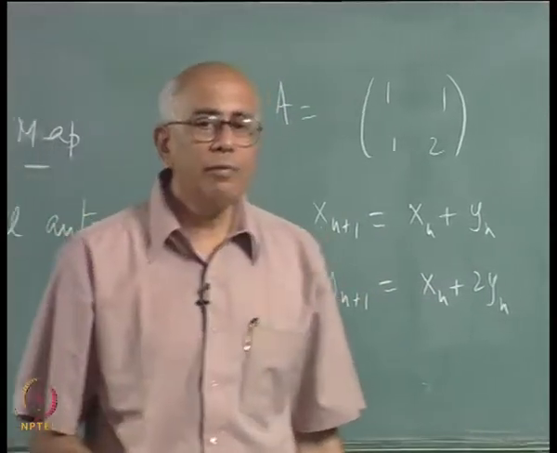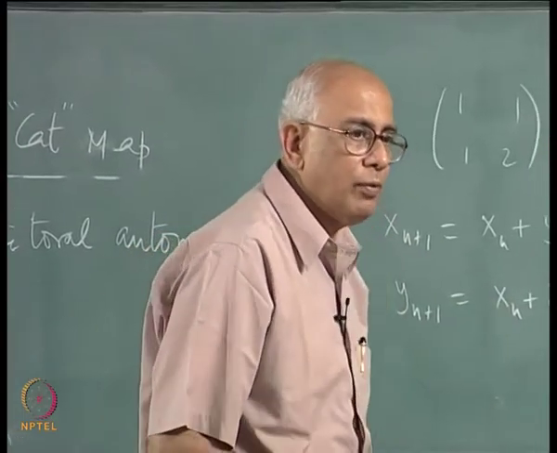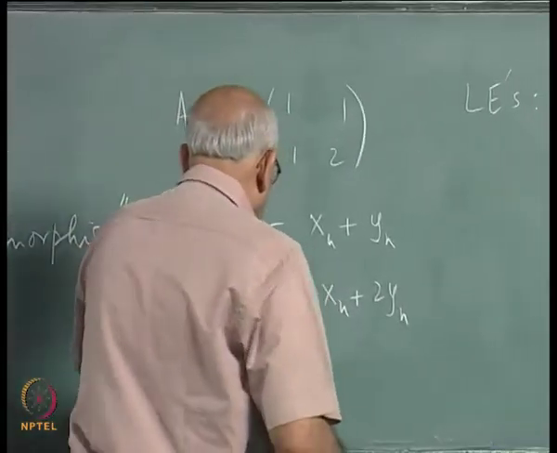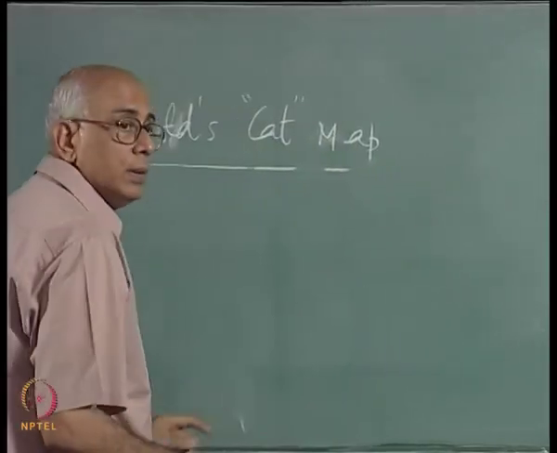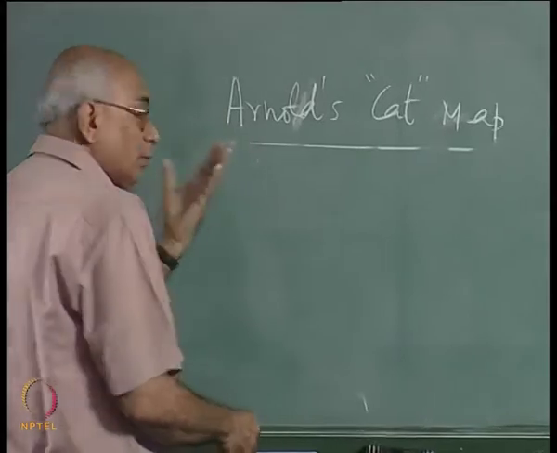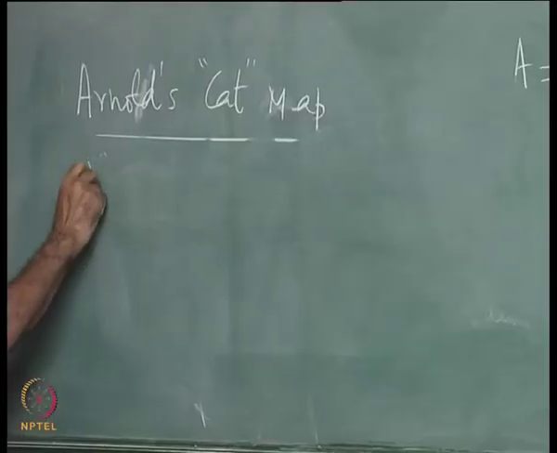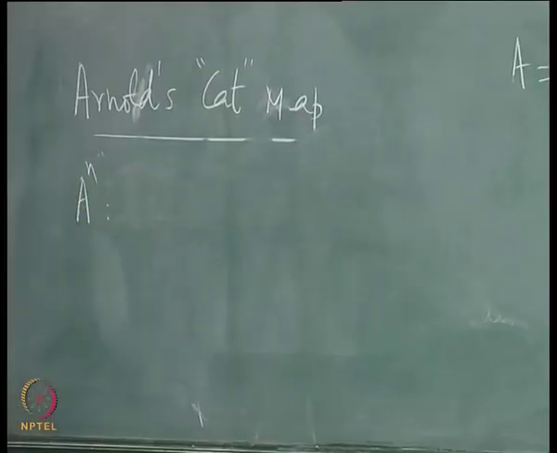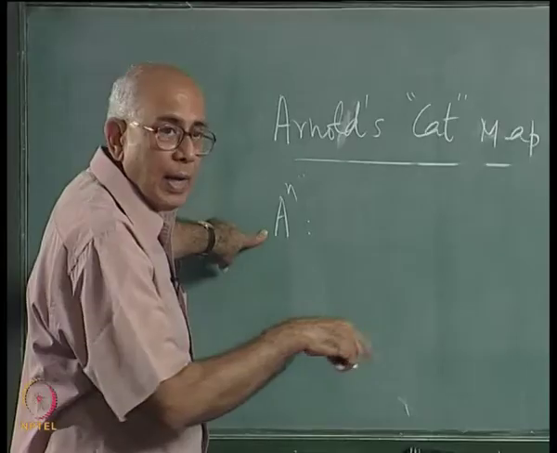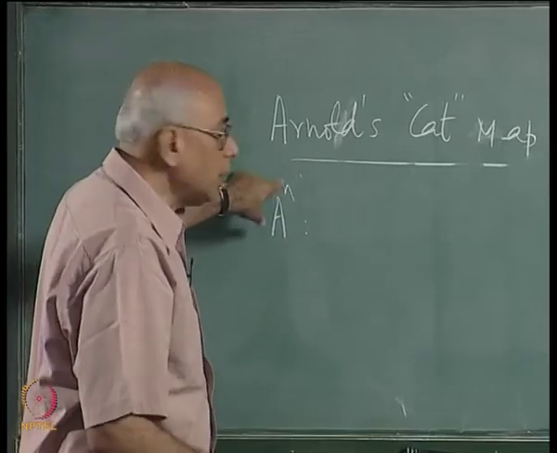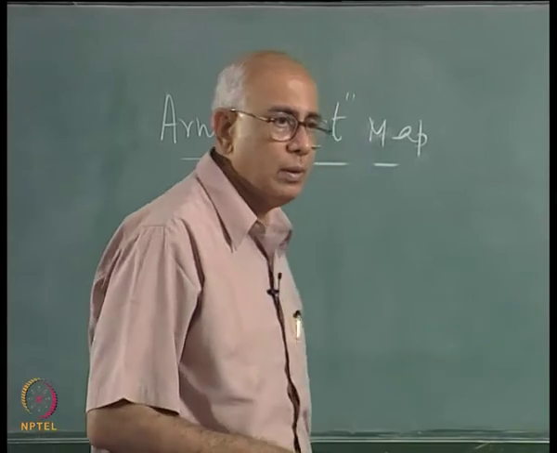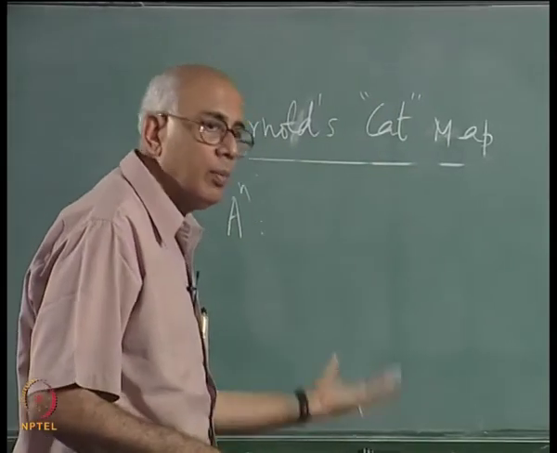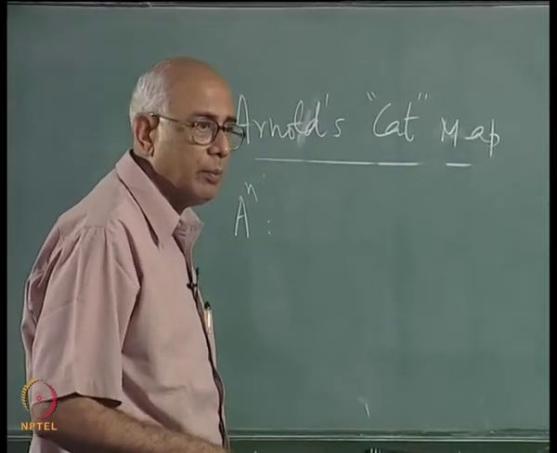Therefore, if you have a fixed point, what does it imply? Any fixed point of the nth iterate of this map, so I take A to the power n, and I ask, what about the fixed points of A to the power n? When n is 1, I get the fixed points of the map. When n is 2, I get the period 2 cycles of this map, and so on and so forth. So I am now trying to find all the periodic points and all the fixed points of this map.